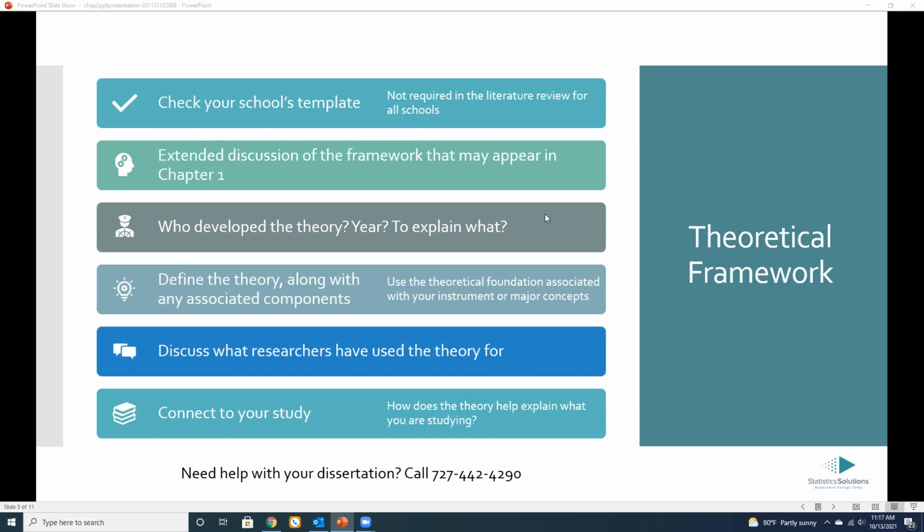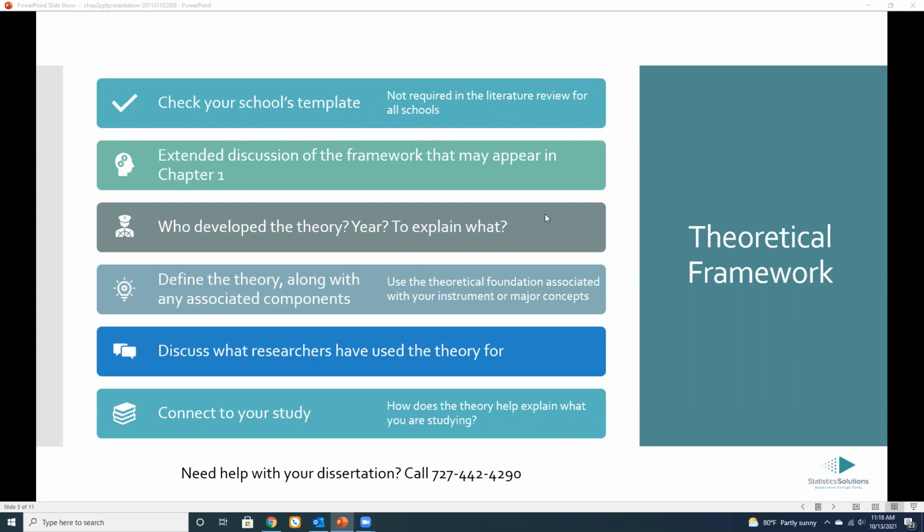You might want to discuss a little bit what researchers have used the theory for, other researchers besides just the person who developed it. And the big thing is to connect it to your study. How is it going to help explain what you're looking at? How does it connect to what you're doing? And that's the idea of the theoretical framework. And again, if you have two constructs like emotional intelligence and transformational leadership, you would just have a discussion of the theory for each one. And those two theories together would constitute your theoretical framework.